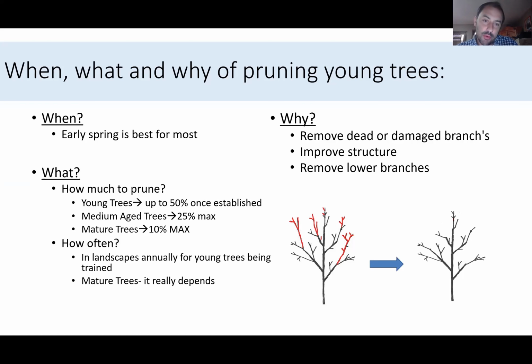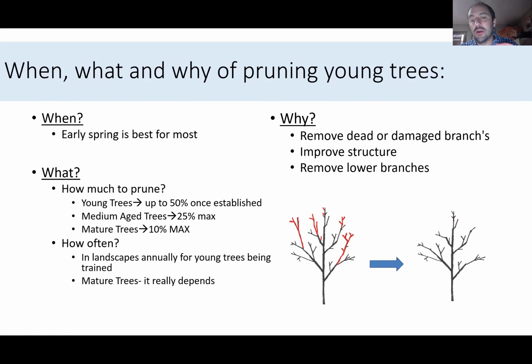In terms of how much to prune, I said pruning is stressful. So before you even read the guidelines up here on the slide, know that you should be pruning as little as you can to achieve your objectives, because pruning is stressful. The numbers I have up here are maximums, if you needed to, but they're not recommendations, if that makes sense.